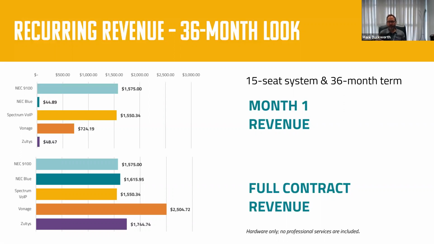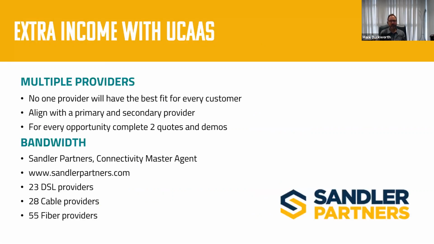The other thing that's really interesting about this is that it's just a 36-month contract and doesn't include the professional services. If you sell a hardware-based on-premise solution, that $1,575 is a one-time opportunity. Every one of these UCaaS deals, that's going to continue, right? You're going to continue to collect that as long as that is your customer and they stay contracted with that service provider. So it's really important to delineate between those two models.